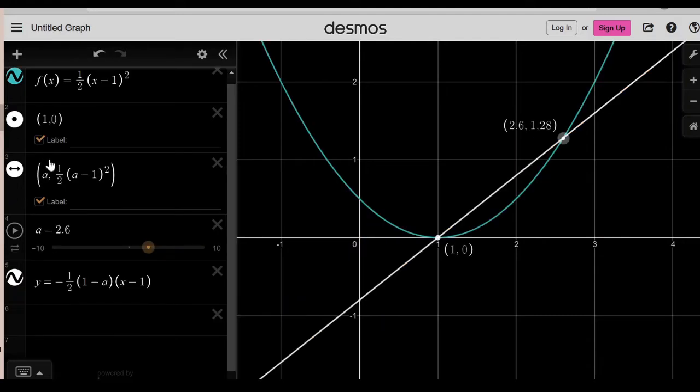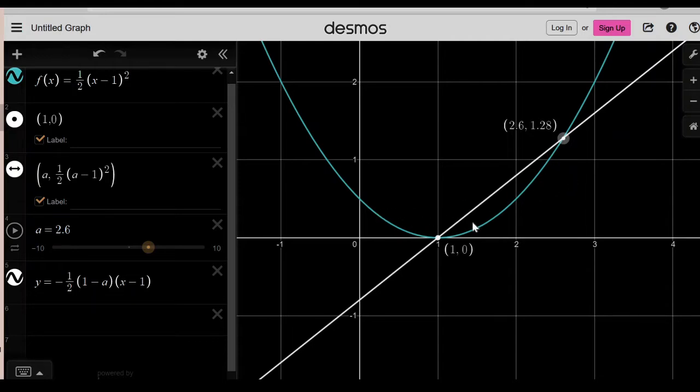Now there's an interesting graphical relationship between the secant line and the tangent line. Here I am on Desmos, and currently I have graphed the function, and in white I have also graphed the secant line to this function through 2 points. One of those points is anchored here down at 1, 0, and one of these points is anchored up here at 2.6, 1.28, roughly speaking.